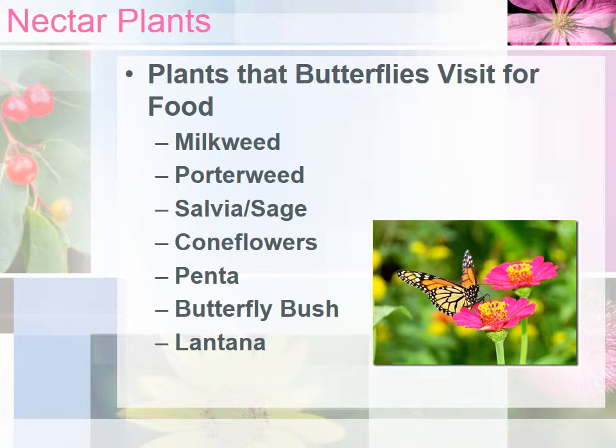Butterfly bush is another one, and then what I found is lantana. Most of the butterflies that visit my garden love lantana, especially the orange variety with a little bit of yellow and kind of pinkish to it. But lantana also comes in a variety of colors.